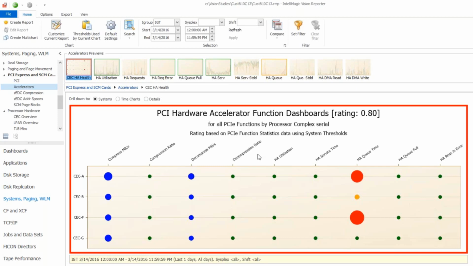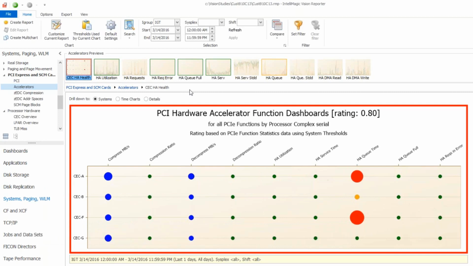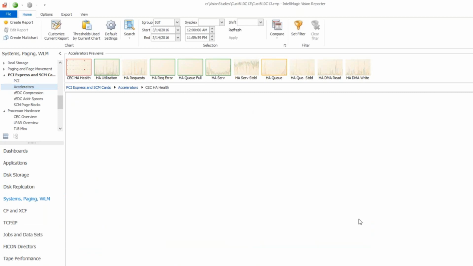Performance analysts repeatedly encounter situations that are greatly aided by the capability to easily view relationships between the metrics. Let's begin with a zEDC hardware compression example. Here we're experiencing some high accelerator queue times, so let's explore this.